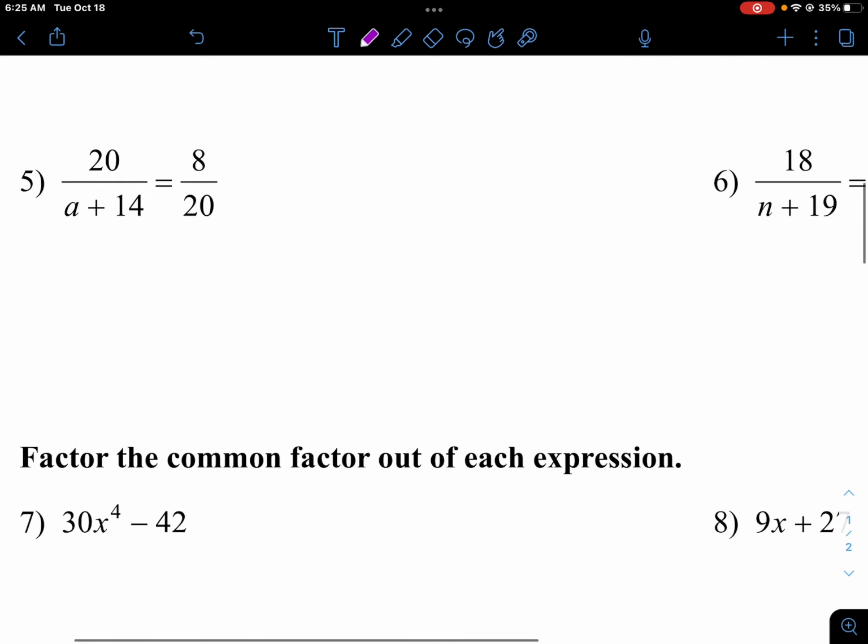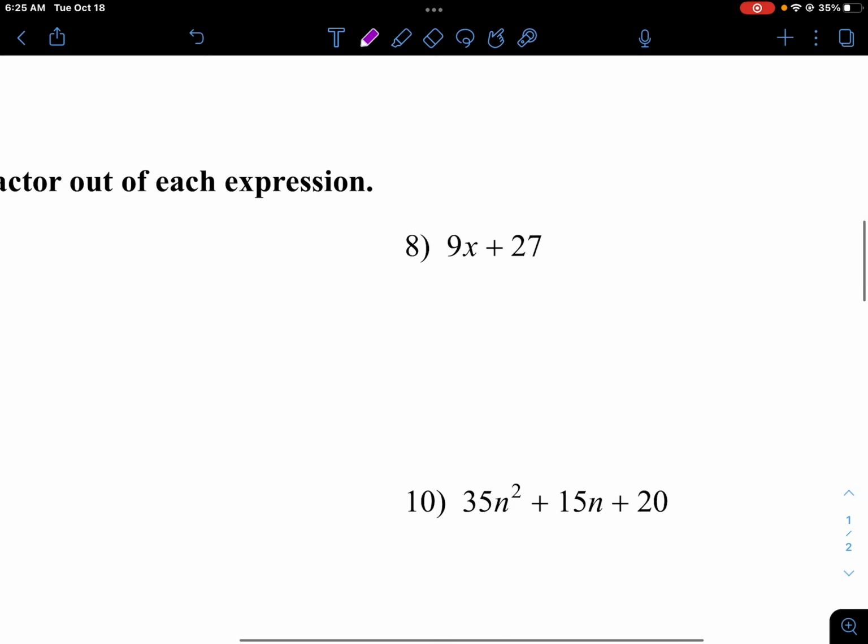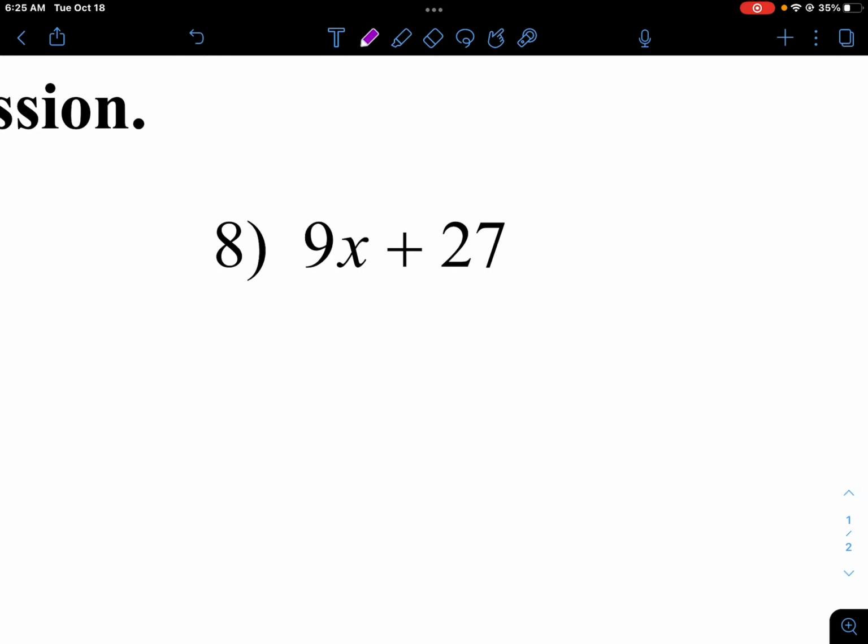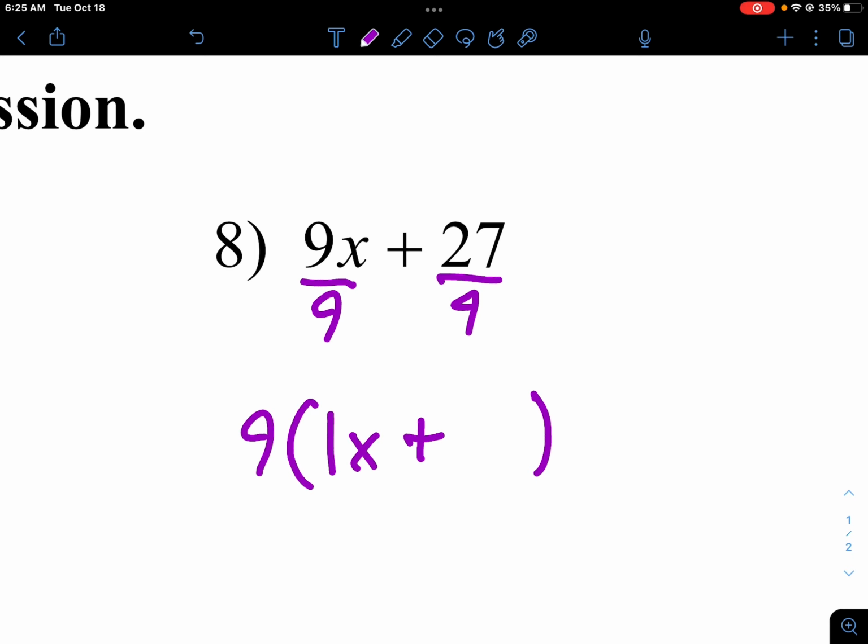Okay? And then down here, you're looking for what number is going to go into both numbers. So start with the smallest number. Can 9 go into 27? It turns out yes. So I'm going to take that out. I'm going to put that in front of the parentheses. And then whatever's left, after I divide, I put inside the parentheses. So 9 divided by 9 is 1. And then bring the x with plus 27 divided by 9 is 3. And I'm done.